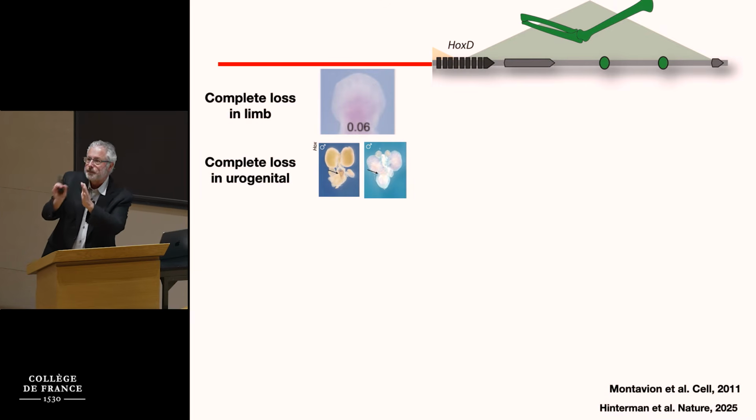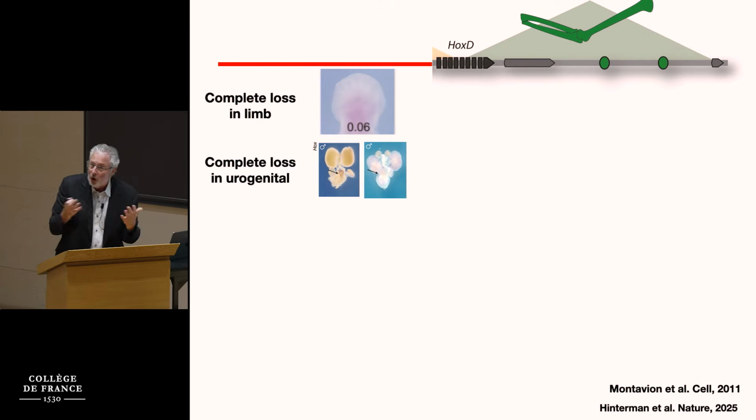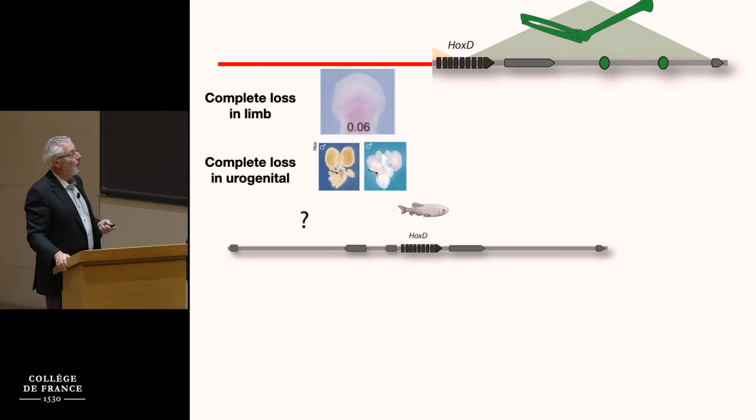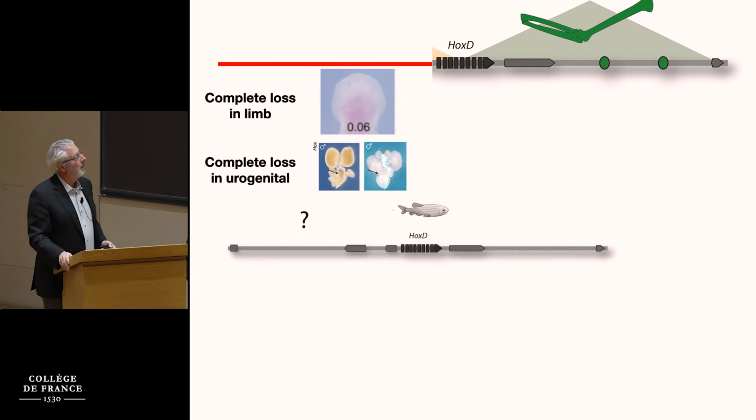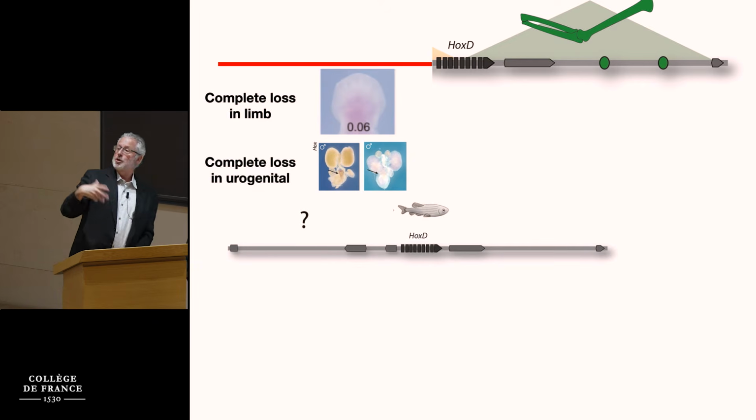So dual function. Now, if we want to look at the history of tinkering, if we want to follow Jacob or Darwin, change in function, what about fish? What's going on in fish in this case, and how can we think about how these dual functions were assembled over time?